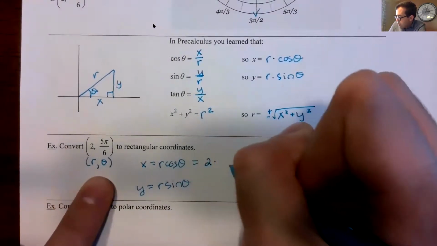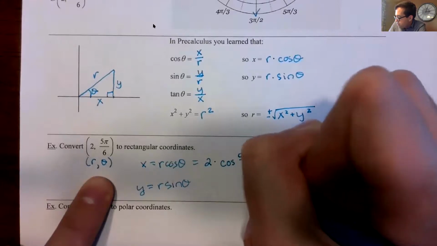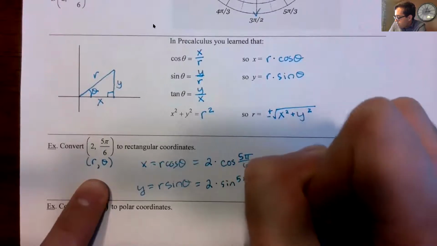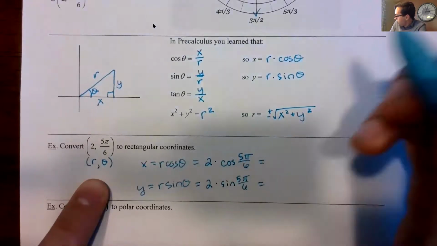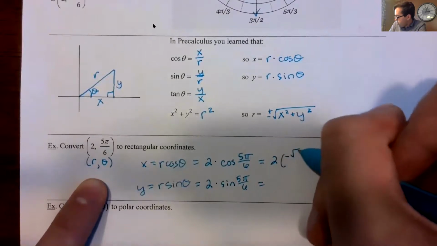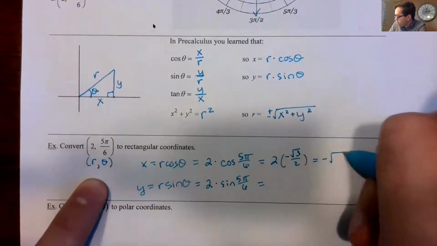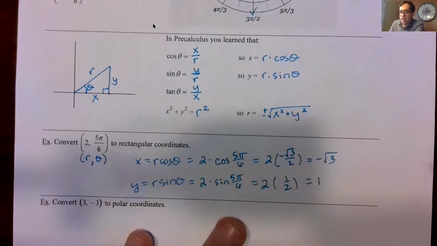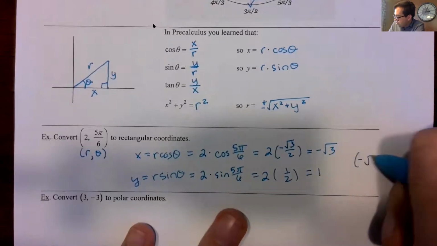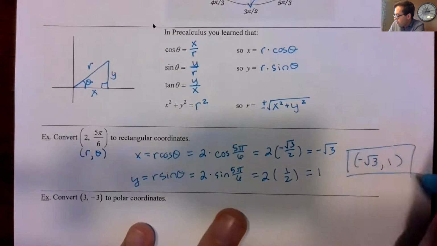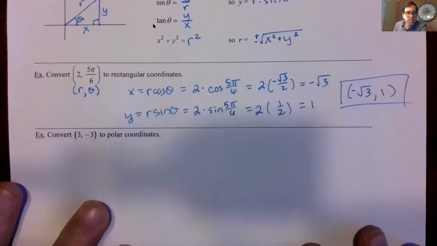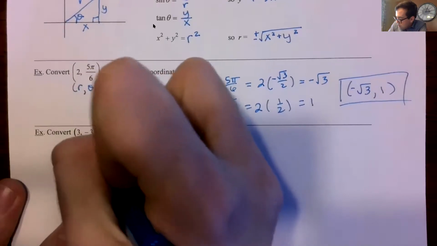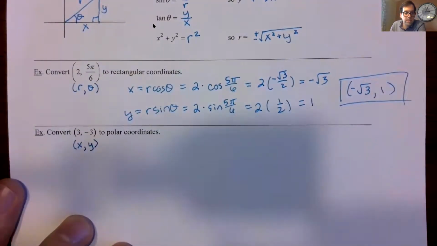So we've got 2 times cosine of 5 pi over 6, and 2 times sine of 5 pi over 6. That's going to be 2 times negative root 3 over 2, which will be negative root 3. And we got 2 times 1/2, or 1. So we've got the x and the y coordinates: negative root 3 comma 1. There's our ordered pair.